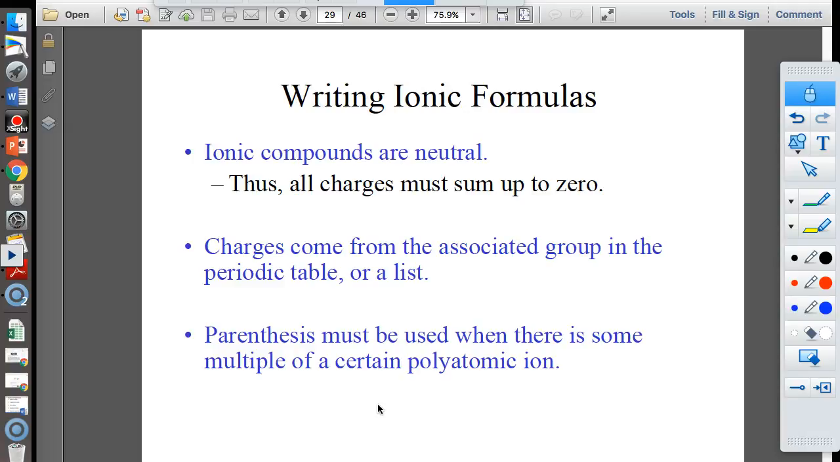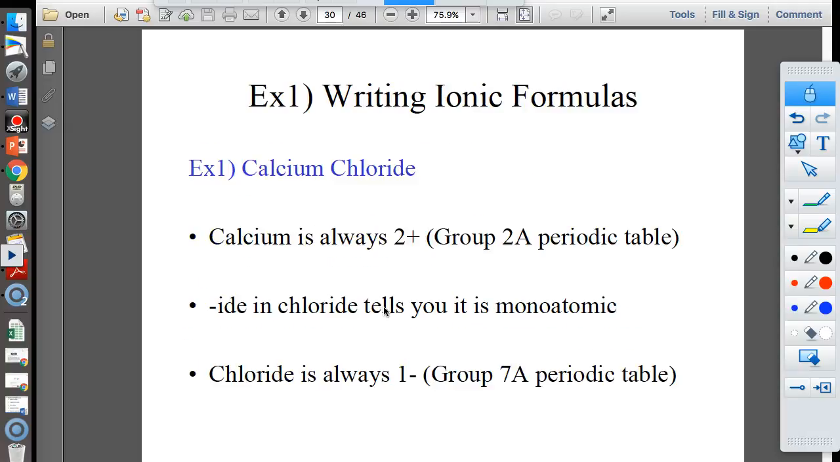Writing ionic formulas. This is what we've already been doing with the chart. You have to make sure they end up with a neutral charge. So for calcium chloride, calcium's always 2+ because it's in group 2. It tells you chloride, which I look for on the periodic table, and chloride's always 1-.